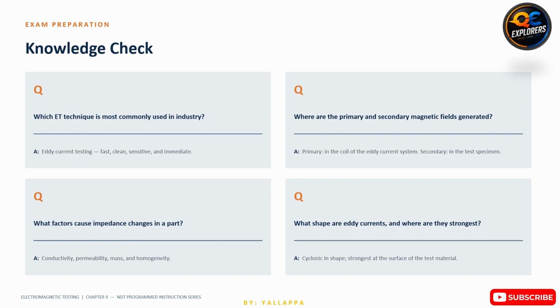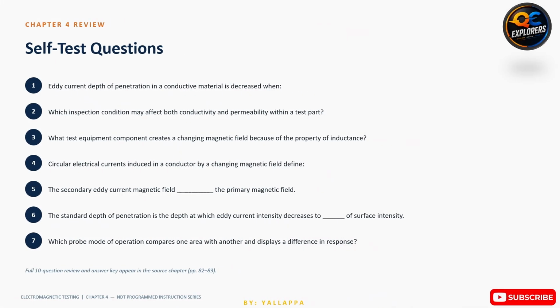Now that you've reviewed the key concepts, let's challenge your understanding with a more comprehensive self-test. This slide presents a series of review questions designed to help you evaluate how well you've understood the chapter. Rather than immediately looking for the answers, pause the video after each question and try to answer it yourself. This active learning approach greatly improves long-term retention.